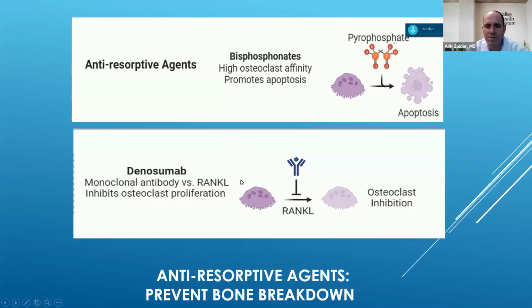So the most commonly used medicines to prevent bone breakdown are Fosamax, which you've all heard of, and Prolia, which you've also probably heard of as well. These stop bone from breaking down.